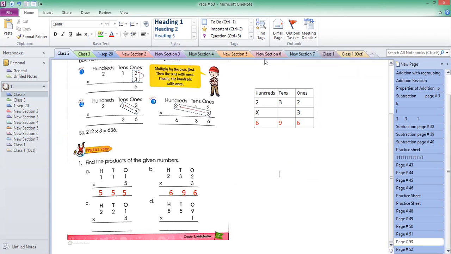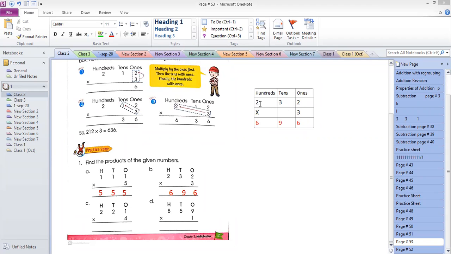696. We are going to do one more practice question. Again, I am repeating how we multiplied. I multiplied the ones first, 3 into 2. 3 multiplied by 2 equals 6. Then I multiply this 3 to this tens. 3 multiplied by 3 is 9. And then I multiply this 3 by 2. So 3 multiplied by 2 equals 6. The answer is 696.